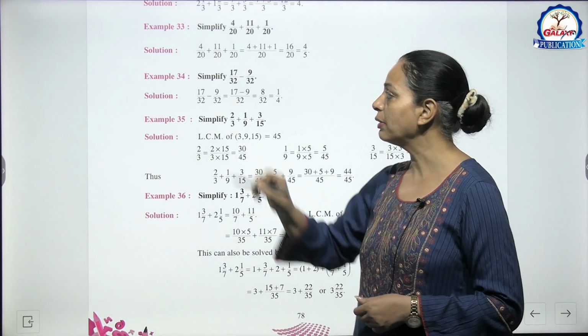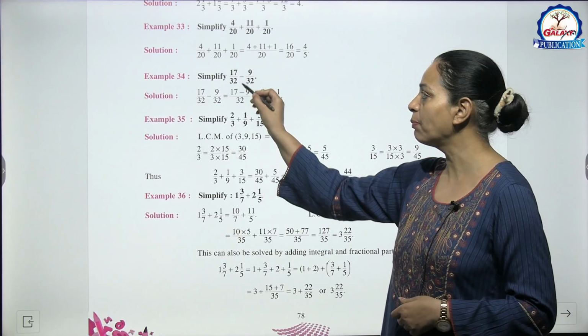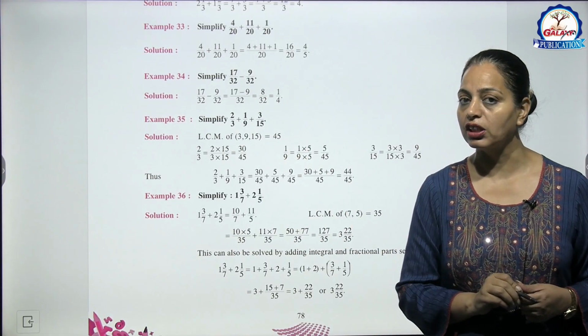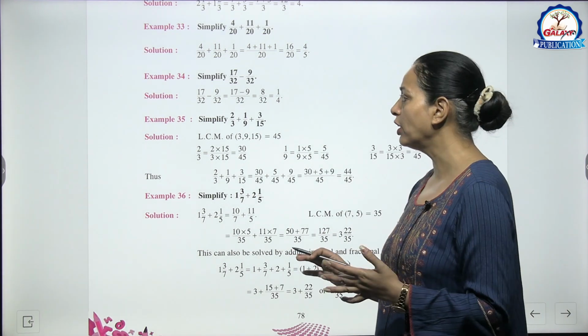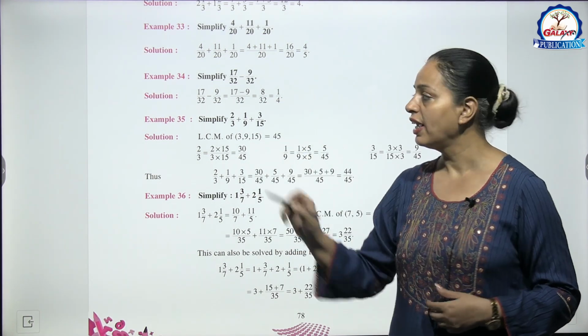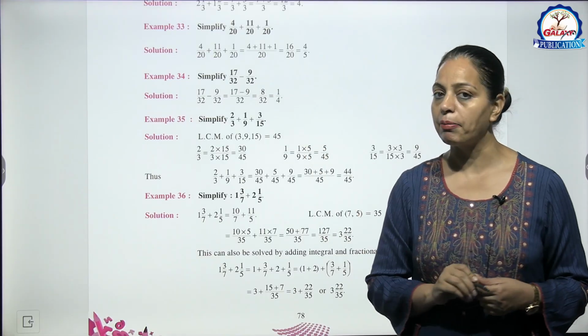Okay. Now example 34. Simplify 17 upon 32 minus 9 upon 32. Like fraction है. Simply minus कर देंगे numerators को. 17 minus 9, 8 upon 32, that is 1 by 4.